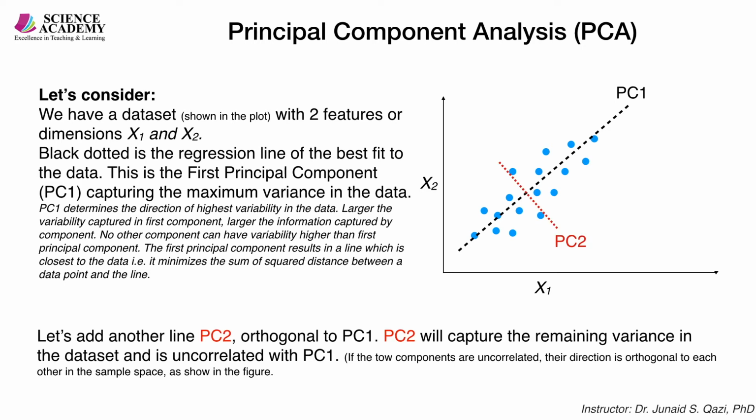So let's add another line, principal component 2, shown in color red. PC2 is perpendicular or orthogonal to PC1, and PC2 will capture the remaining variance in the dataset, and it is uncorrelated with PC1. So if the two components are uncorrelated, their directions are orthogonal to each other in the sample space, as shown in this figure, like PC1 and PC2 are at right angles to each other.